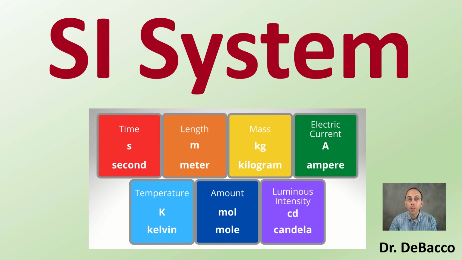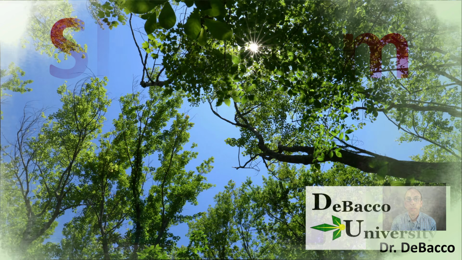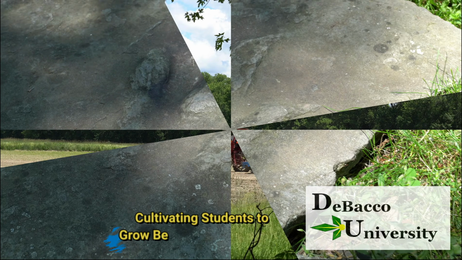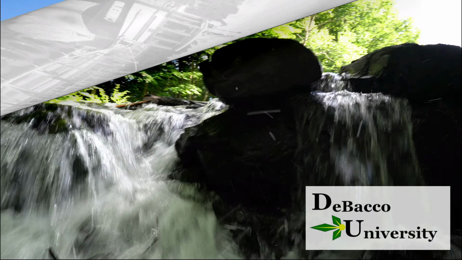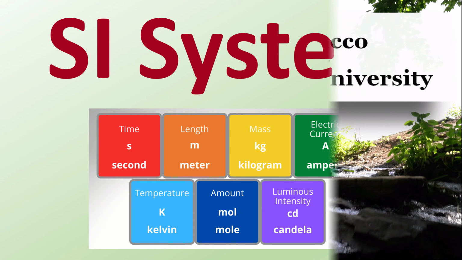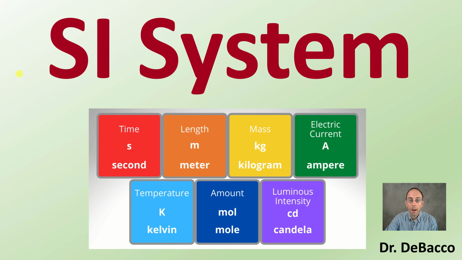In this DeBacco University video, I'm going to go over the SI system, where we're looking at units and standard units for certain measurements that we'll be taking and documenting in lab. You're probably familiar with some of these units: time, length, mass. Well, seconds, meters, kilograms, electrical current is amperes. Those are going to be our standard units that we're going to be utilizing.